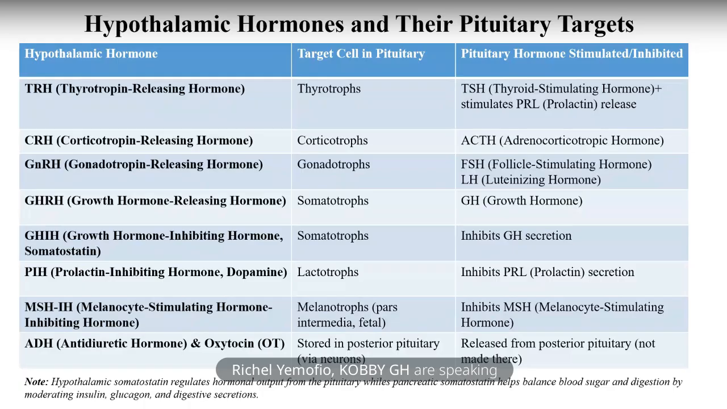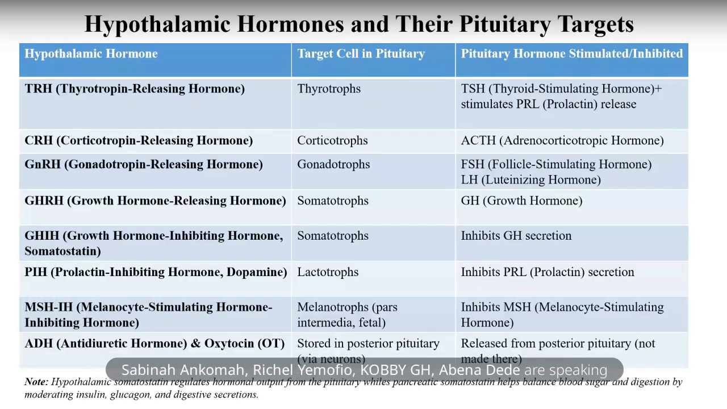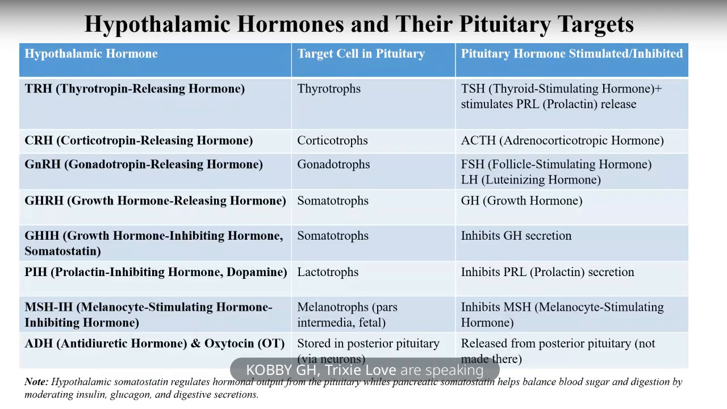Say the hypothalamus produces oxytocin and the anterior pituitary target cell is the corticotroph cell. True or false? False. Why is it false? It is false because oxytocin does not go to the anterior, but it's rather stored in the posterior. Excellent. This shows that you have a deeper understanding of the hypothalamus.